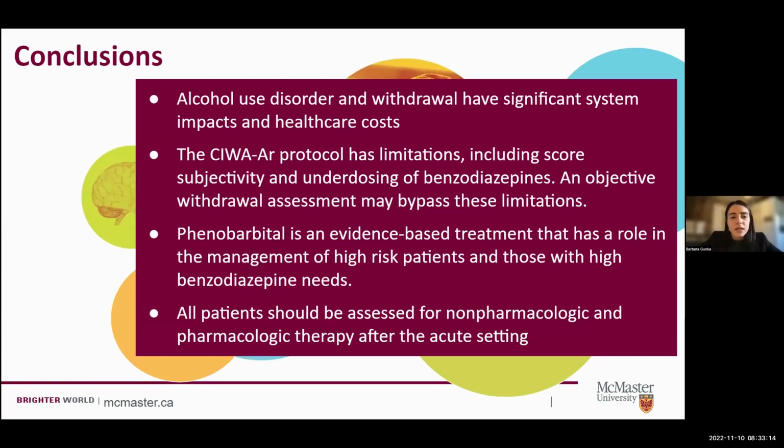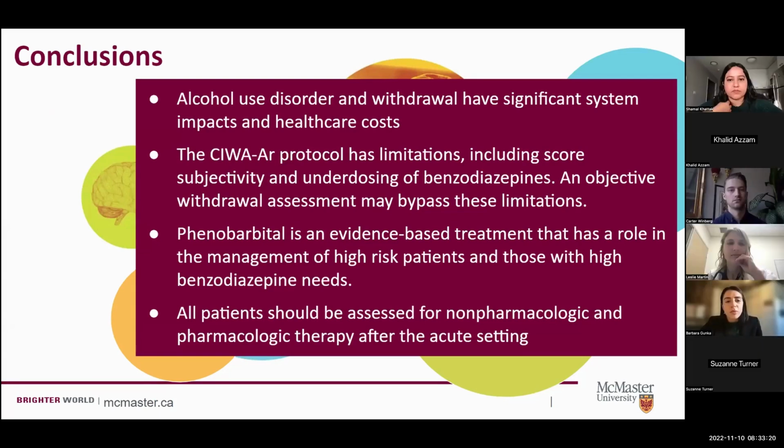For conclusions, alcohol use disorder and withdrawal have significant system impacts and healthcare costs. We know that the CIWA protocol has limitations, including score subjectivity and underdosing of benzodiazepines. An objective withdrawal assessment may bypass these limitations. Phenobarbital is an evidence-based treatment that has a role in the management of high-risk patients and those with high benzodiazepine needs. In these patients, our hope is that the implementation of phenobarbital will reduce healthcare costs by preventing progression to severe withdrawal, and thereby reducing length of stay and the need for monitoring in higher care needs settings. And lastly, all patients should be assessed for non-pharmacologic and pharmacologic therapy after the acute setting.